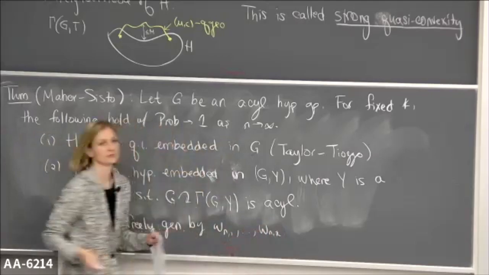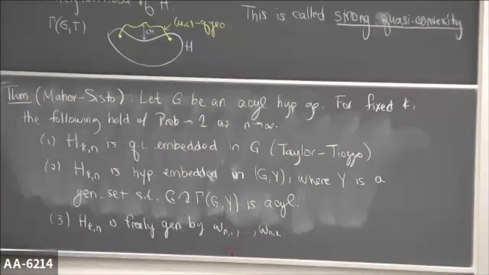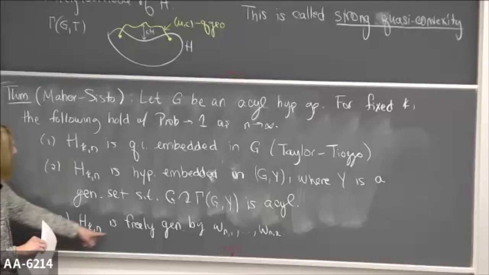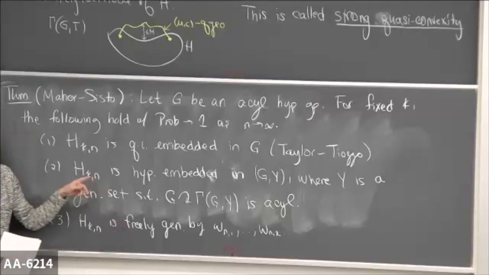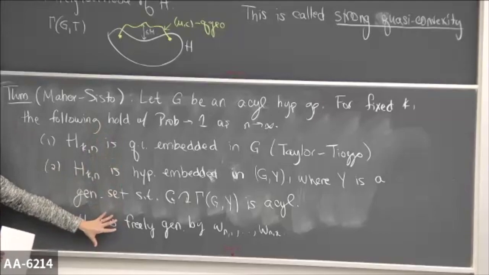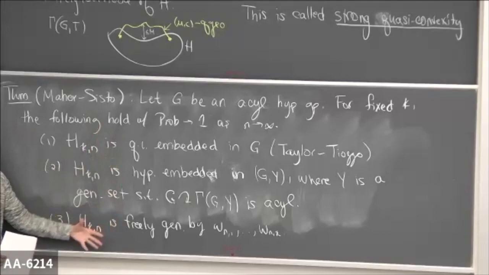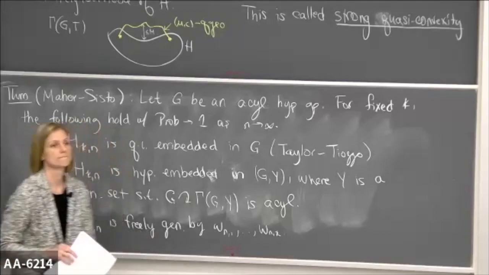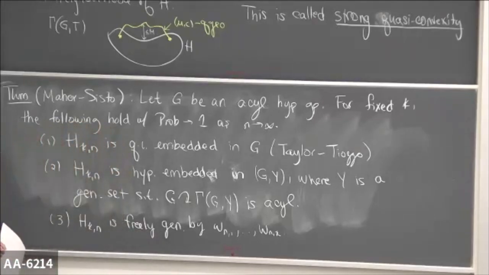So if you take a random subgroup of an acylindrically hyperbolic group, that random subgroup is free, hyperbolically embedded, and quasi-isometrically embedded. These are actually pretty strong properties, and in some ways it might be surprising that they're satisfied by a random subgroup. Is it QI embedded in G with respect to Y? Yes, it is. But it's also QI embedded in the group.